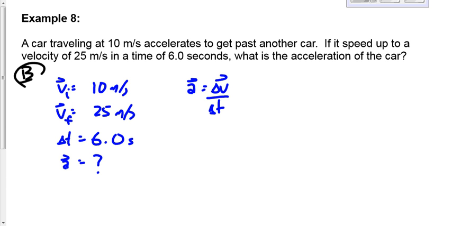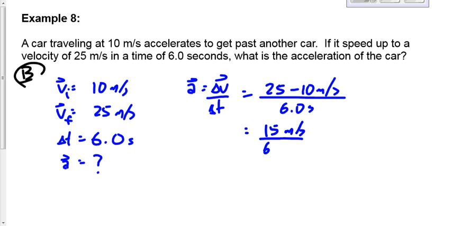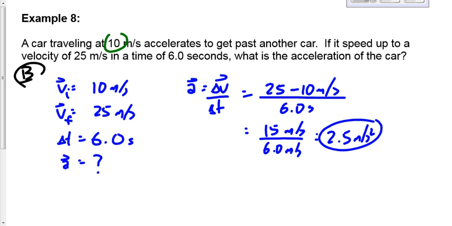All right, we're looking for A here. Delta V is VF minus VI, so we're going to say 25 minus 10 over the time interval of 6.0 seconds. 25 minus 10 is 15. Divided by 6.0 seconds, that's going to give us 2.5 meters per second squared. Now, if I look at my original data, you can see that this is 2 digits, this is 2 digits, this is 2 digits. My final answer should be 2 digits, and sure enough it is.